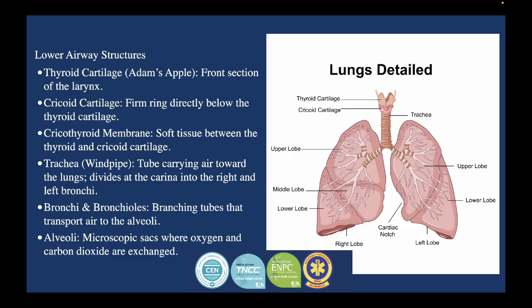Lower airway structures. We know that the larynx is a very cartilage rich area, and it's better known as the Adam's apple. You know, on some males, you can see it's very prominent. It sticks out. It's the front section of the larynx. And in there, you have what they call the cricoid cartilage, right? The cricoid cartilage ring. It's a firm ring directly below the thyroid cartilage. And in between those, you have what they call the cricothyroid membrane. It's the soft tissue between the thyroid and the cricoid cartilage.